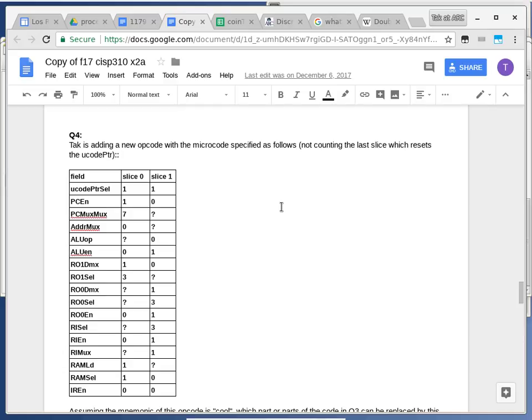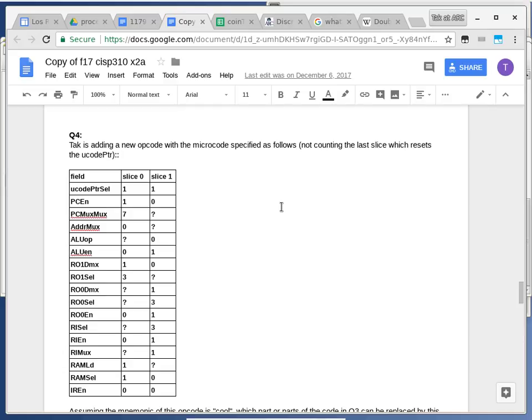So in this case, let's look at the first slice and see what it does. Microcode pointer select being a 1 simply means that we're incrementing the microcode pointer so that we get to the next one. So that part itself is not really too useful to answer this question. PCEN being a 1 is kind of important. Anything that has an EN turned into a 1 is important because that tells me that something is enabled, which usually translates to something is about to be updated. So that's why it's significant. In this case, the program counter is going to be updated on the next rising edge.